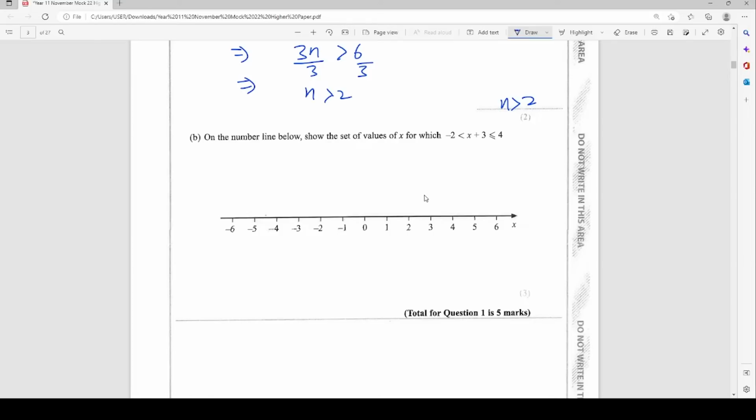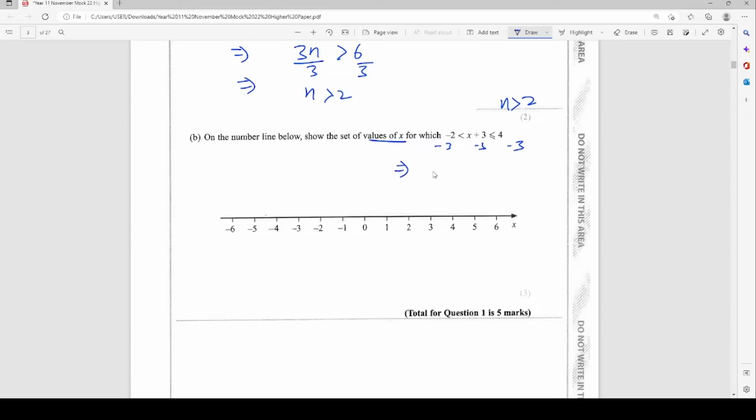Now here we are, part B of the question. It's for 3 marks and it is quite interesting. So here we have got negative 2 is less than x plus 3 is less than or equal to 4. Now you see, we need the values of x. Here we have got x plus 3. We must get rid of this 3. In order to get rid of this 3, can we subtract 3 from all of these 3 parts? Can we write minus 3 here? Because I can add or subtract the same number throughout without changing the inequality.